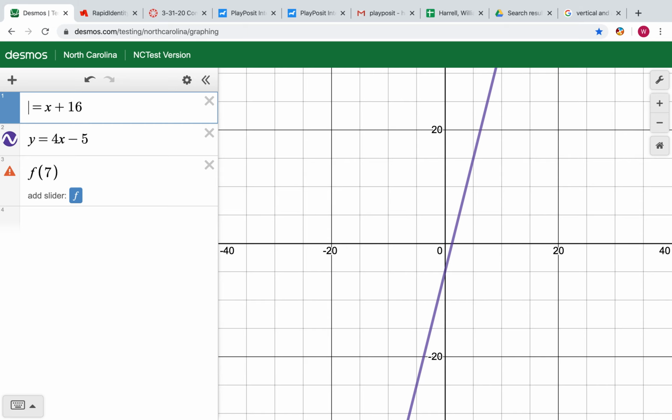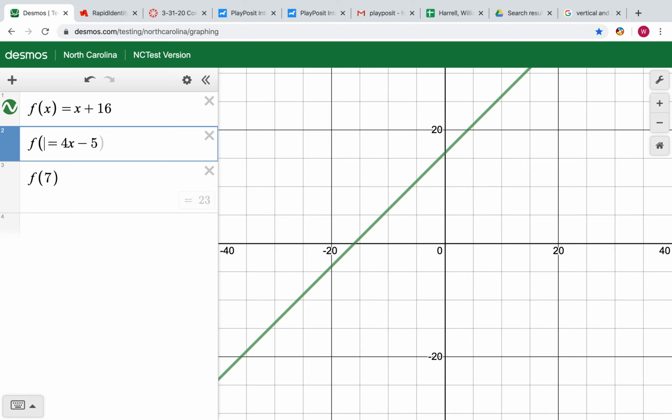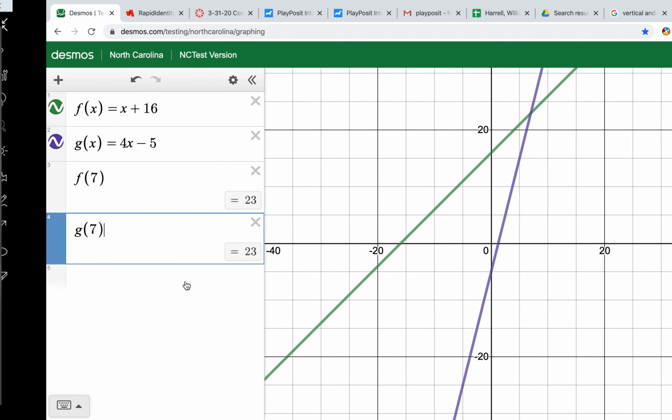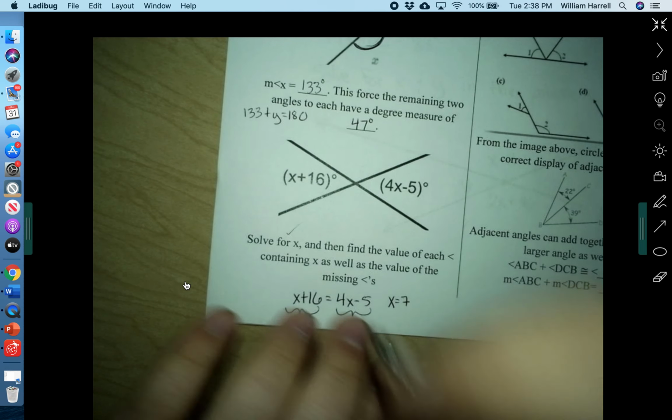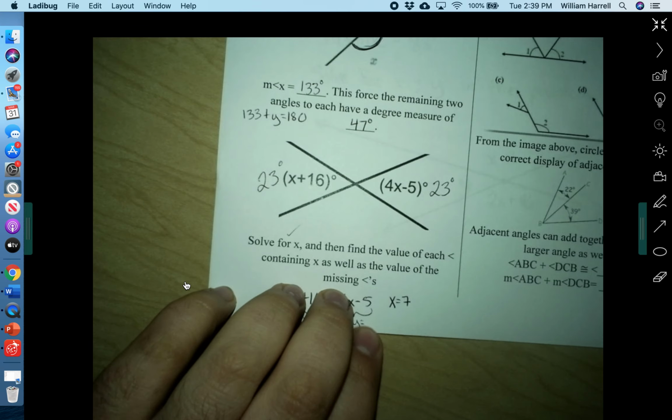And now again, I could go f of x equals, and f of x equals 23, and then maybe I would have to call this a new function, g of x. Then I would do g of 7. The reason it didn't like it right there is because I can't have two functions that are the same name. But again, f of 7, g of 7, they're both 23. Okay. So this is 23, this is 23 degrees.